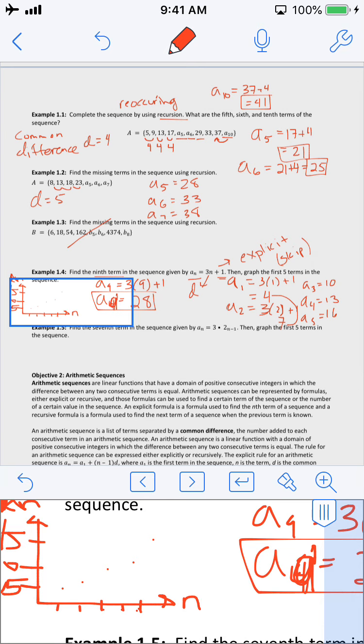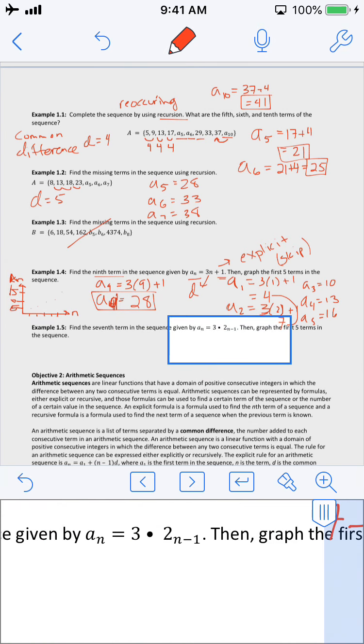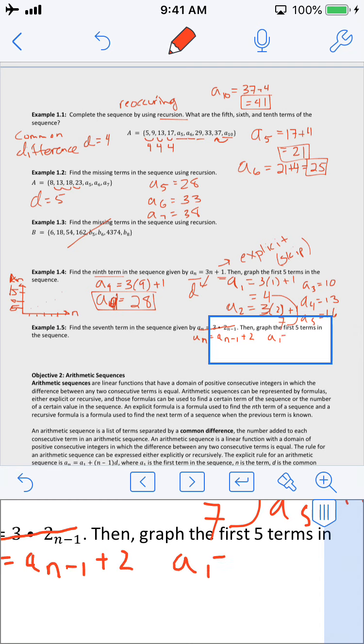The next one is very similar, but unfortunately there's a typo, so we're going to go ahead and change that. Here, this makes no sense. We're going to change that. A_n equal to A_(n-1) plus 2 and A_1 equals 3. Sorry, that's what it should have said. I don't know how it turned into that. Whatever.